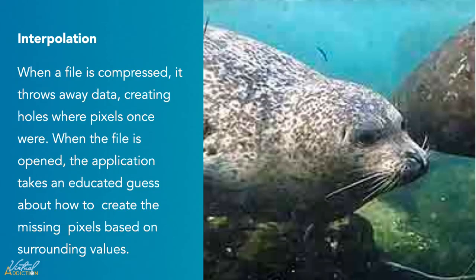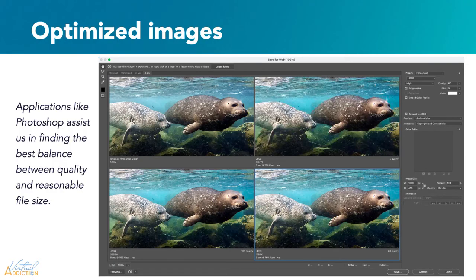When a file is compressed as a JPEG, it throws away data. It creates holes where pixels once were. When the file is opened, the application takes an educated guess about how to create the missing pixels based on surrounding values. Applications like Photoshop allow us to find the best balance between quality and reasonable file size. This is the Photoshop Save for the Web dialog box, which allows us to compare the original image with different examples of how various compression settings will affect the image, both in the visual quality and in the file size.